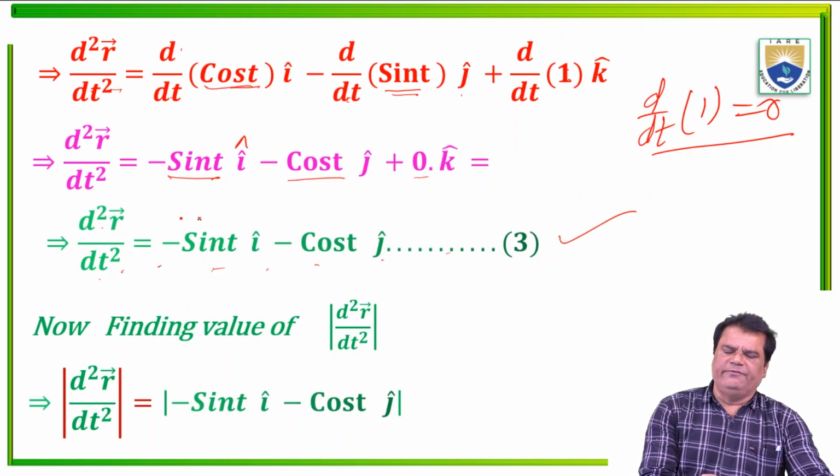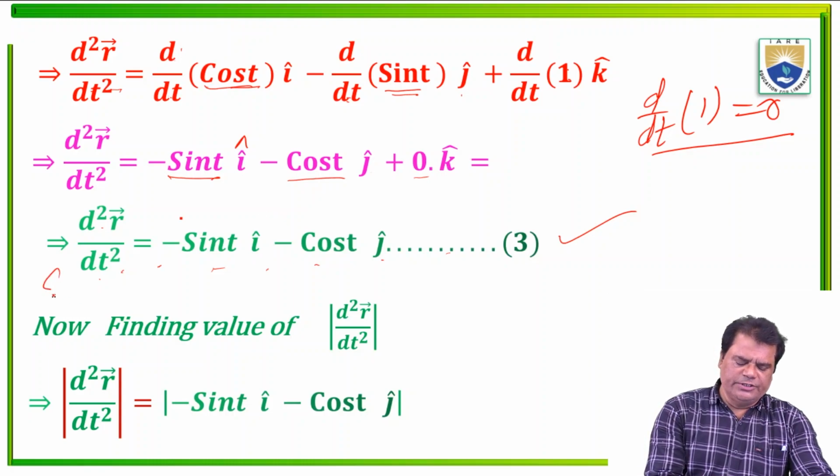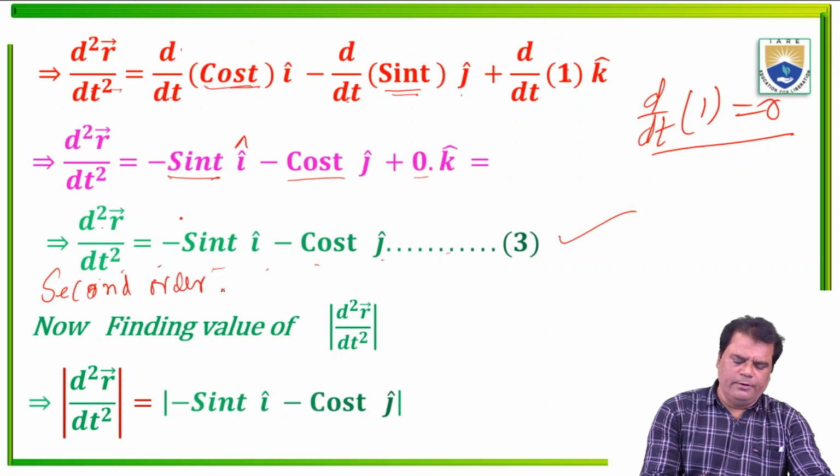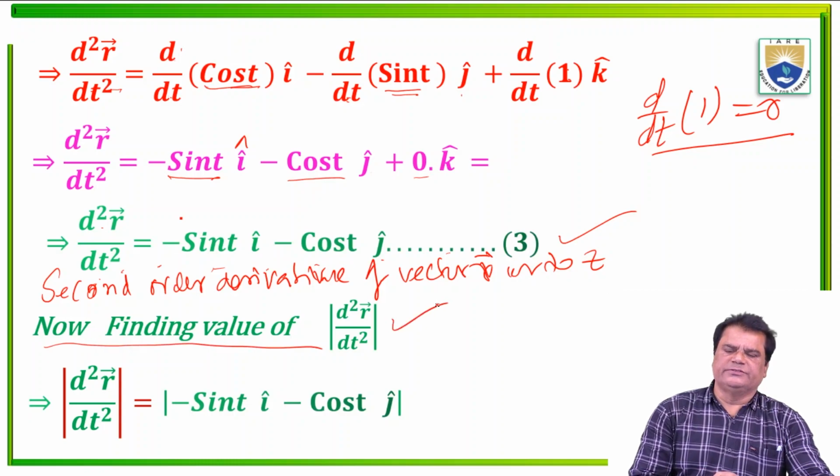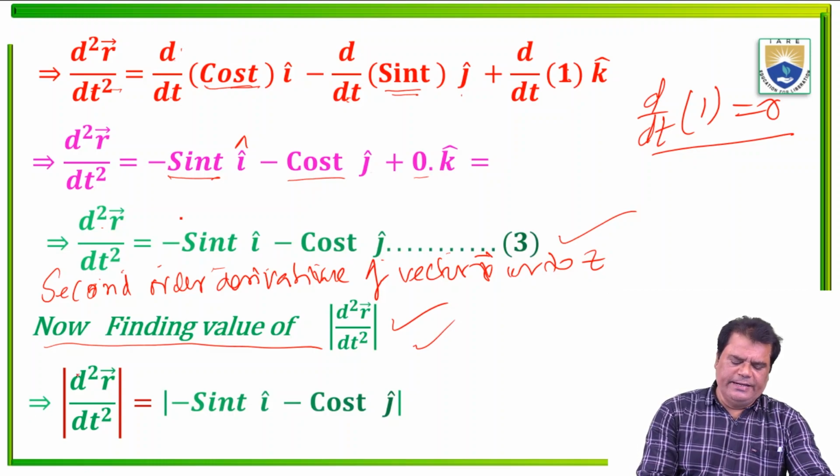This is the second order derivative of vector r with respect to t. Now finding the value of the modulus of d2r over dt2. So this implies mod of d2r over dt2 equals mod of minus sin t i and minus cos t j.